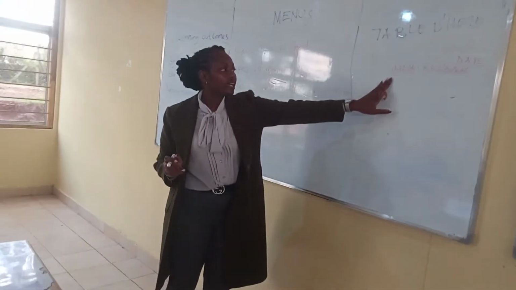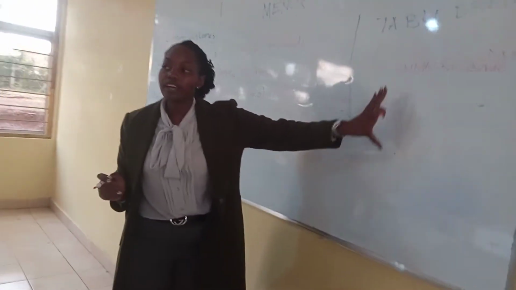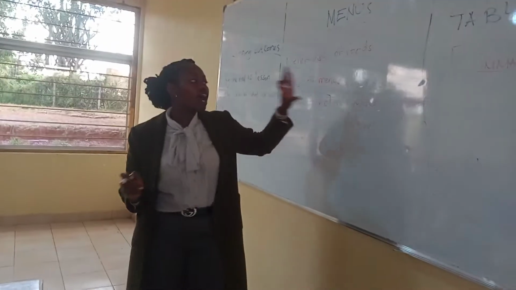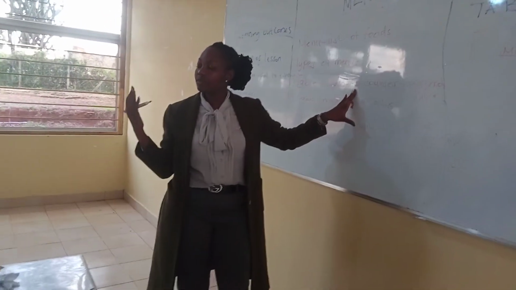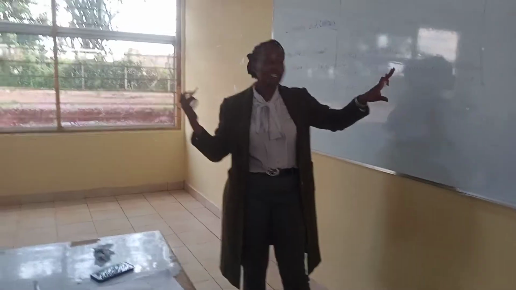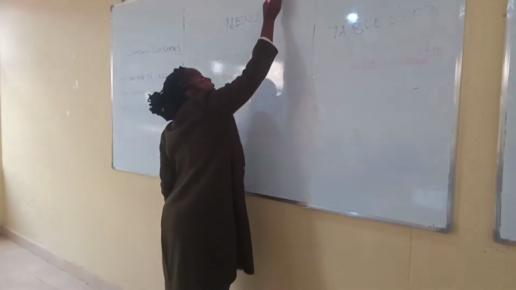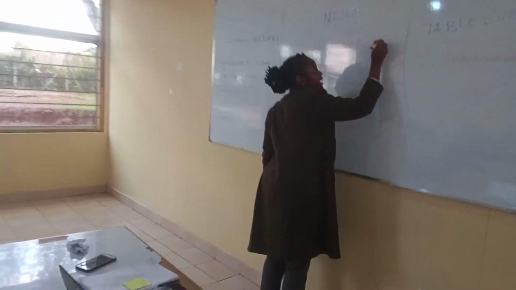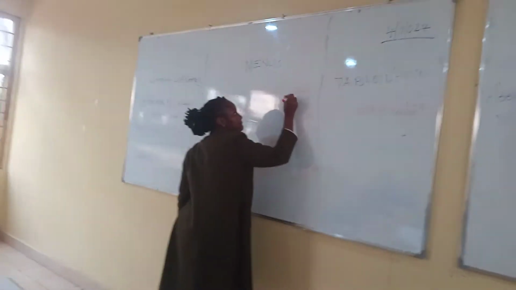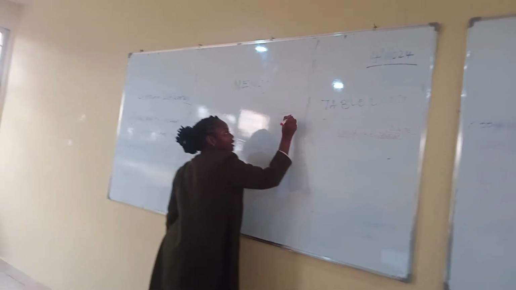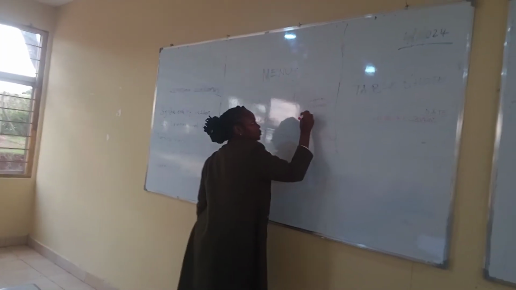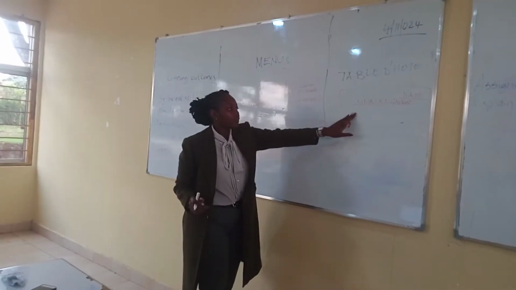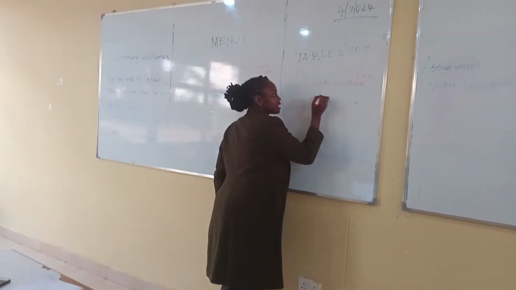Then we go to the courses. Remember, here we're talking about all the courses. We said the standard course consists of how many courses? Three, which is the starter, main meal, and the dessert. Let me just write it here as starter.